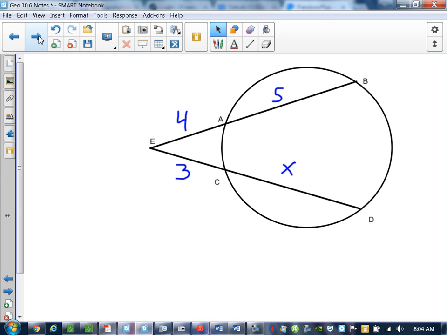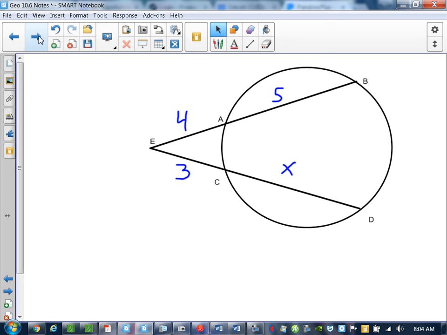So, here's an example. You have two segments that meet where? They meet at E. Very good. Is that outside or inside the circle? So we have two segments that meet outside. That means it's going to be outside section times the whole equals the outside section times the whole.